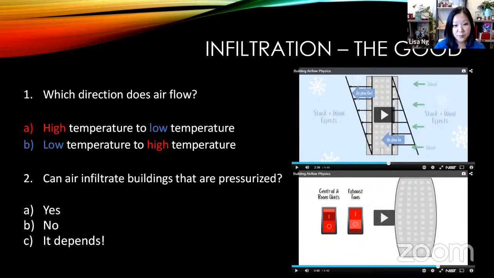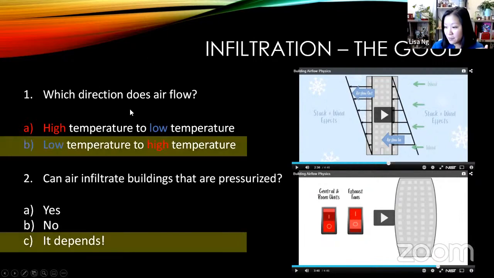And I have some screenshots from the introduction to building airflow physics here on screen, because it does go through the answers to the questions. Now, for the number 1 question, which direction does air flow? Some people said A and some people said B. All right, so I said that the air flows from low temperature to high temperature, meaning that if it's cold outside, then the air is going to want to come in, which is counterintuitive. Well, actually, no, it relates to how temperature goes, which is from low temperature to high temperature.